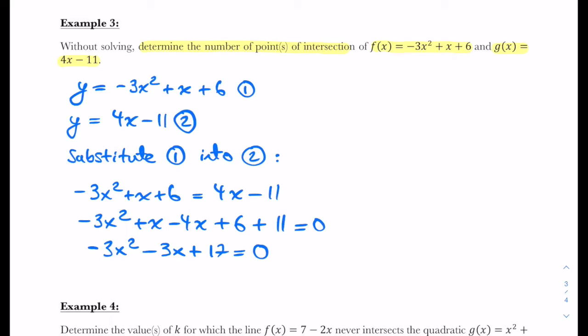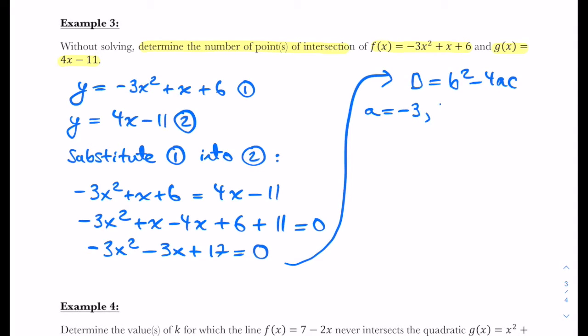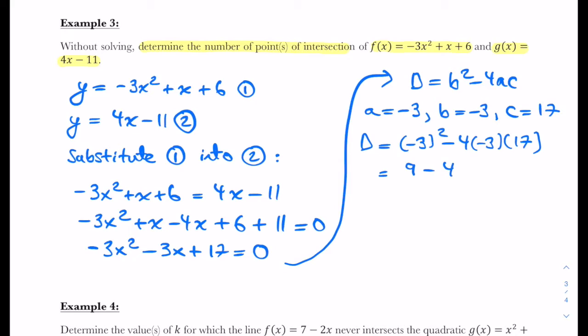That's very important. So let's take the discriminant up here to the right. Recall your discriminant is equal to b squared minus 4ac. Here we have an a value of -3, a b value of -3, and a c value of 17. Let's substitute them into the equation for the discriminant. So we're going to get 9. Take away 4 times the product of -3 and 17. That's equivalent to -51.